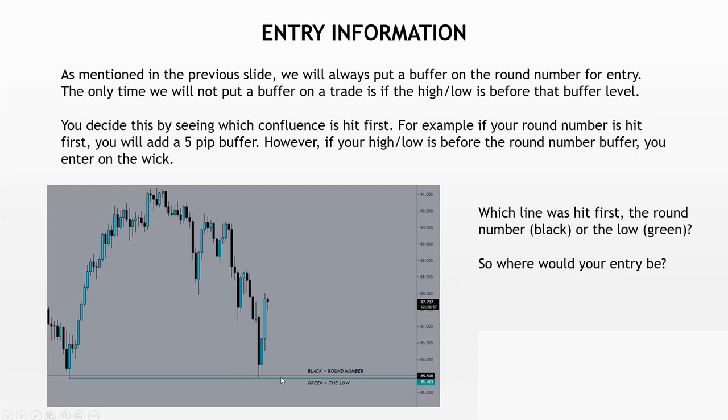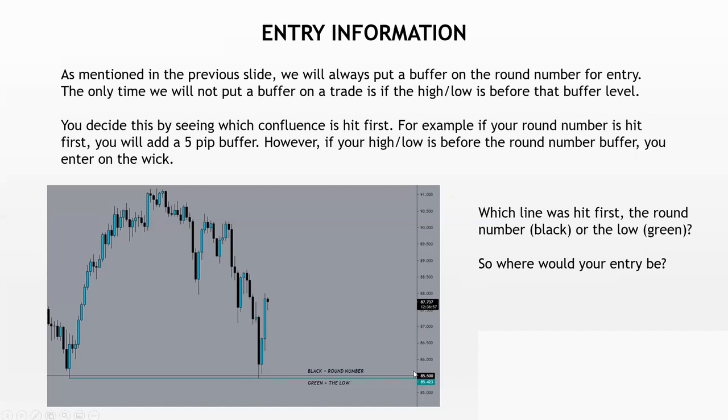So yeah, Lars, you can even color code it this way. If the green line is the first thing to be hit, and in fact, guys, this is what we'll do with the strategy. You want to mark your previous low or high with a green line, okay? You want to mark your round number with a black line, okay? Easy as that. If your black line is going to be hit first, you will require a 5 pip buffer.